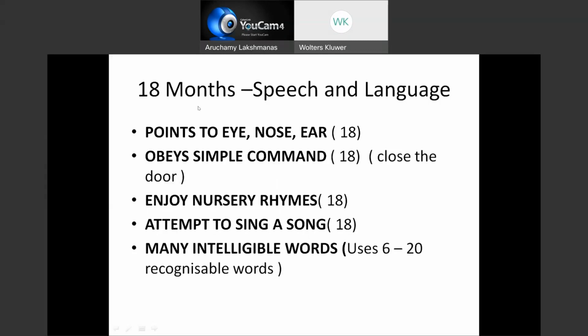And speech and language at 18 months, it will point to the eye, nose, ear. And it will obey simple commands. This point you remember, obey simple command. And it will enjoy nursery rhymes and attempt to sing a song. And many intelligible words, say uses 6 to 20 recognizable words. You just remember by 18 months, that's a multiple of 6, no? 6 into 3. So 6 to 18 words also you can remember. 18 months, 18 words. So it will be using many intelligible words. This also you can say as 18. So 6 to 20 you can remember.